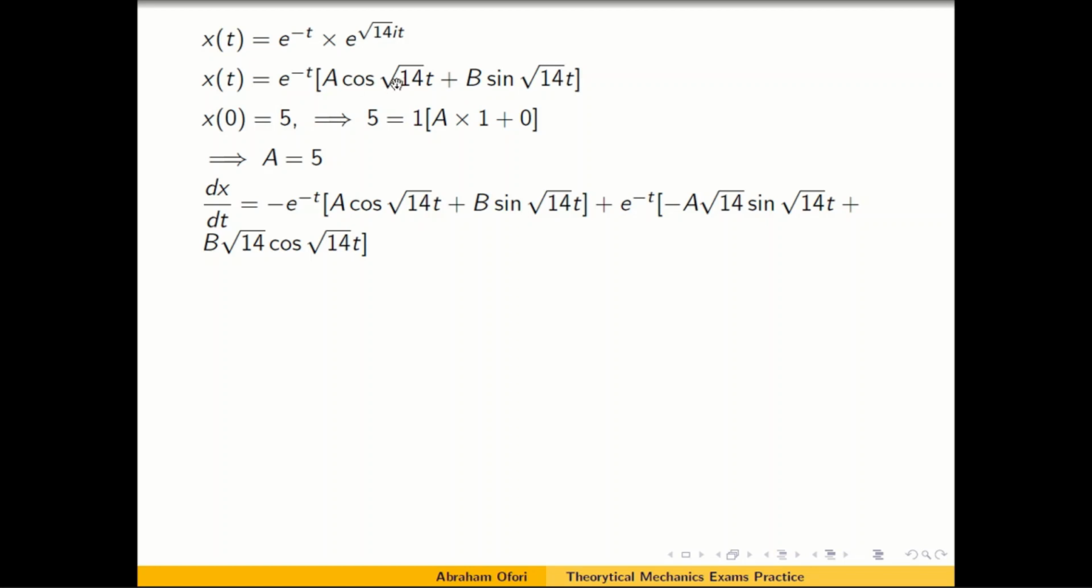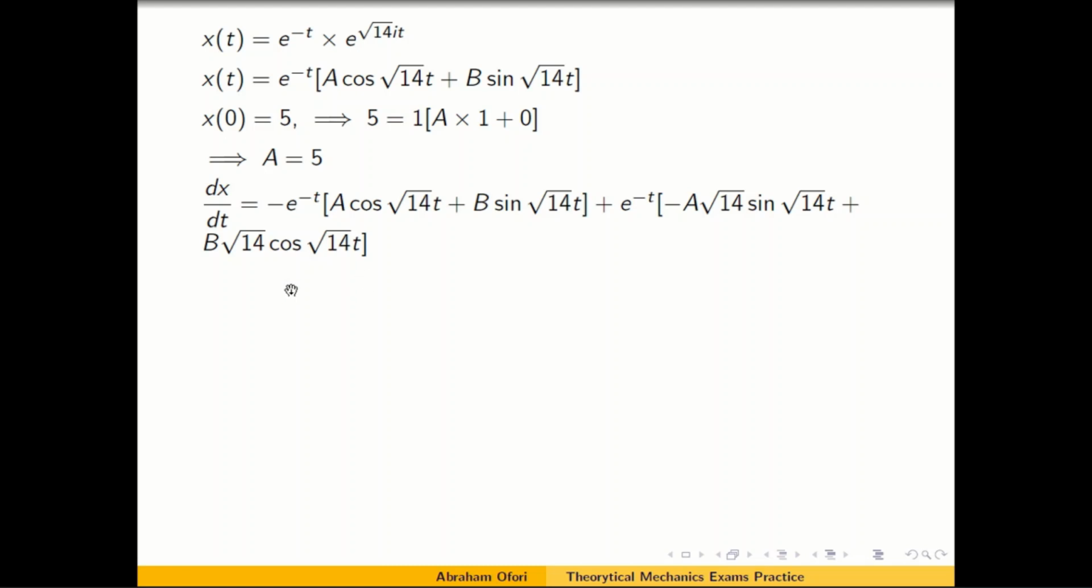So it's e to the negative t, then in brackets I differentiate this side. When you differentiate a cos root 14t, it is minus a root 14 sine root 14t. You differentiate whatever is inside, with respect to t, you get square root of 14. Then differentiate cos, you get negative sine. Then you maintain your constant. You do the same for this side and you get b square root of 14 cos square root of 14t.